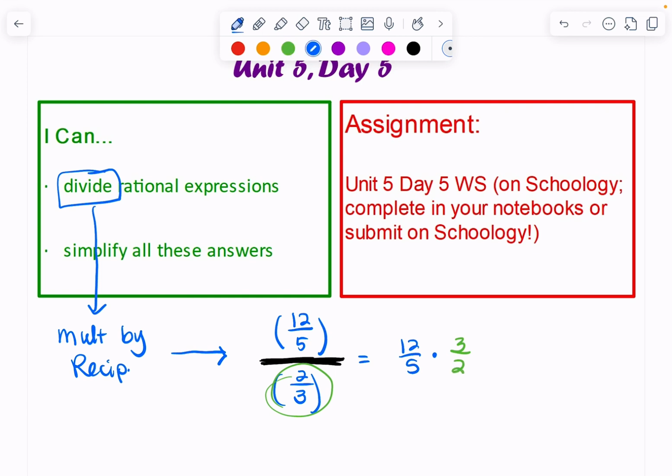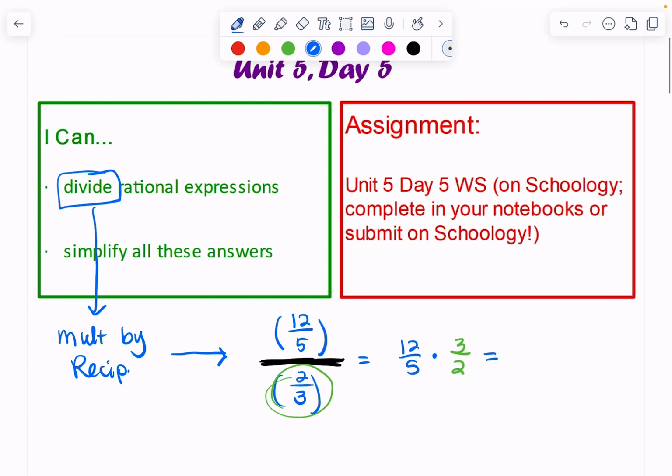And then you can, of course, find your common factors, and I'm going to rewrite 12 as 6 times 2, and then the other numerator is a multiplier of 3, and in the denominator we've got 5 times 2, because now you can cancel the 2 and get your answer of 18 fifths.